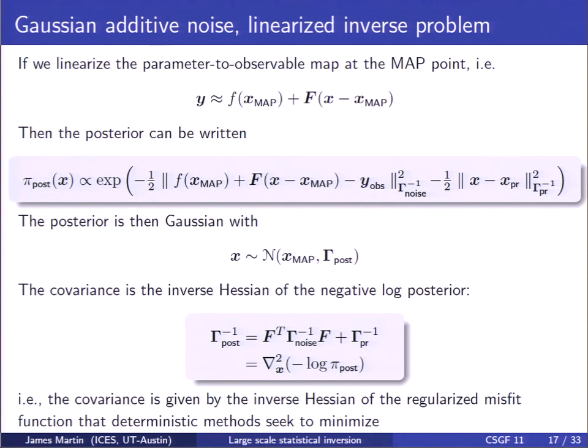There's a nice connection, though, that the posterior covariance corresponds to the inverse Hessian of this negative log likelihood operator. And as we just saw, we know how to compute Hessian vector products. We can use iterative methods like Lanczos to approximate a spectrum of the Hessian. We have some hope of being able to characterize this matrix.